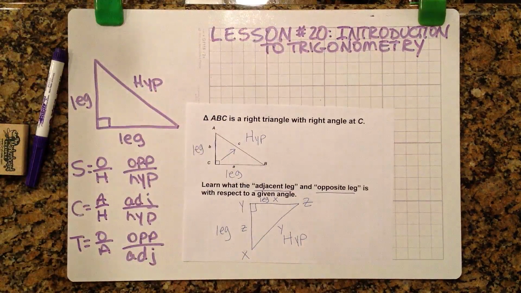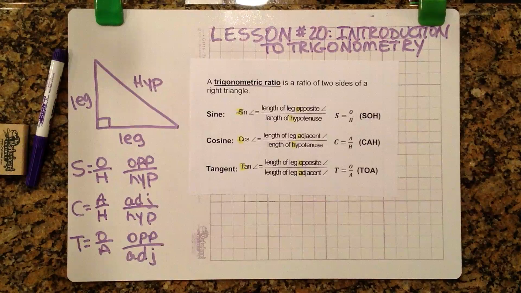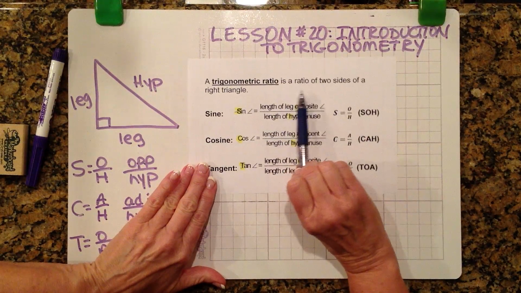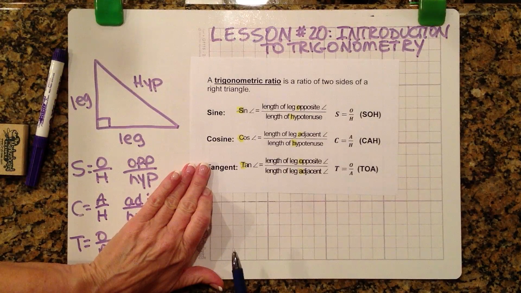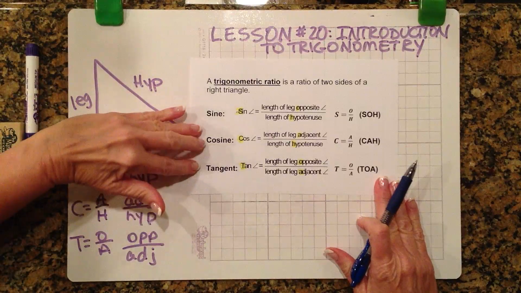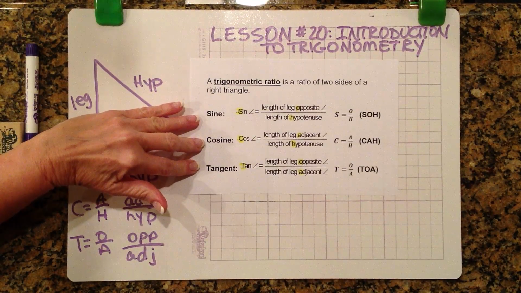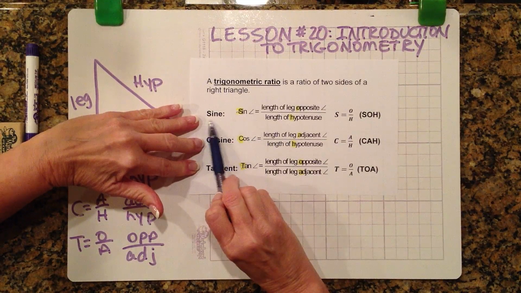So right now, if we have a trigonometric ratio, it is a ratio of two sides of a right triangle. Now here are our three trig functions that we will learn in this part of the chapter. Sine, you don't call it sin, you call it sine.